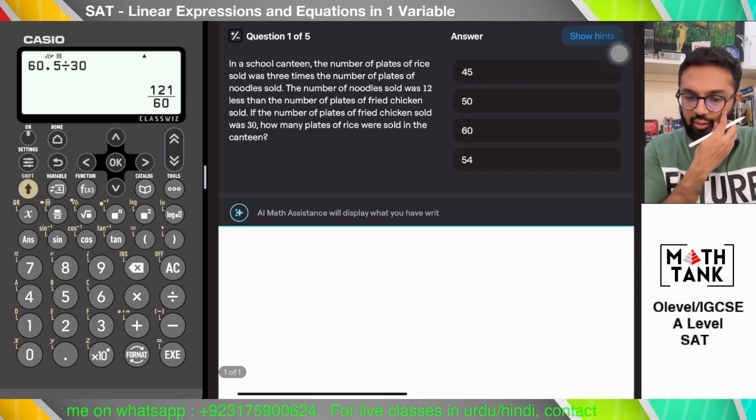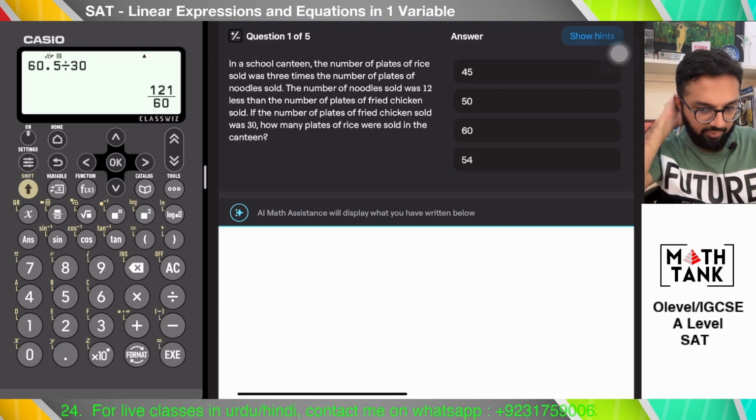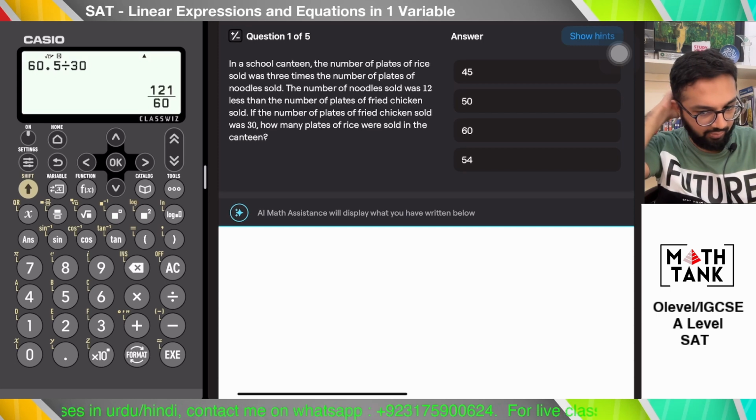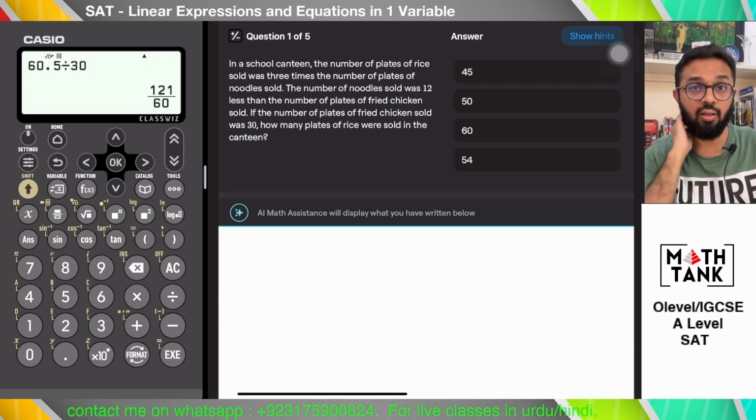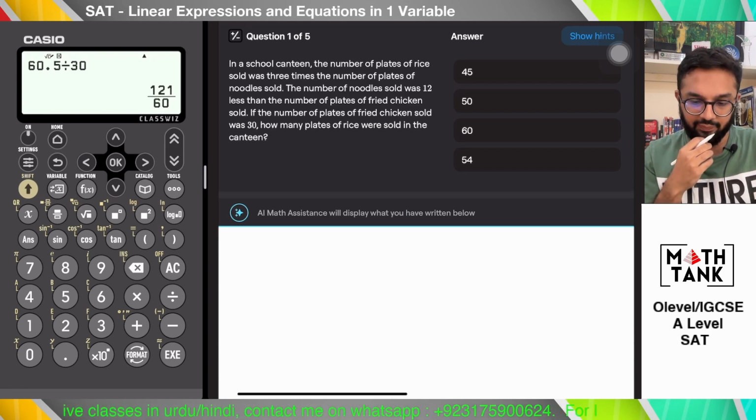Okay. In a school canteen, the number of plates of rice sold was three times the number of plates of noodles sold. The number of noodles sold was 12 less than the number of plates of fried chicken sold. If the number of plates of fried chicken sold was 30, how many plates of rice were sold?